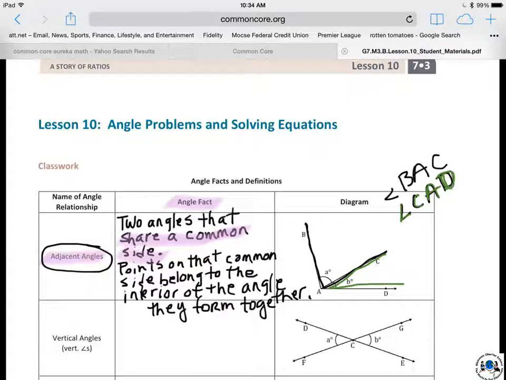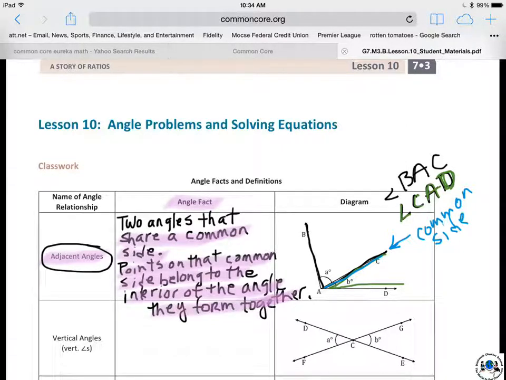So we're talking about these two as being adjacent. They share a common side, as you can see, which is this here. This is their common side. This line right here, that's their common side. So common side. I don't know if you want to just write some notes. Now, on this common side, though, a point must exist on that common side that belongs to the interior of the angle they form together.